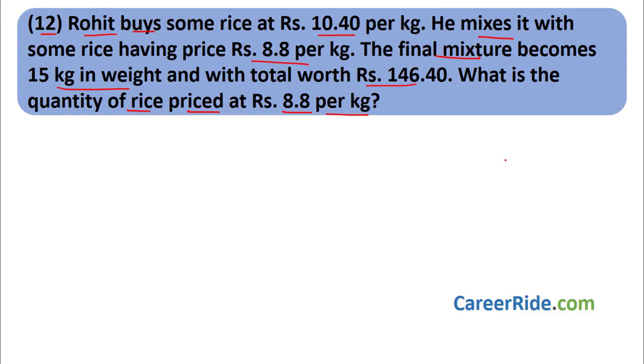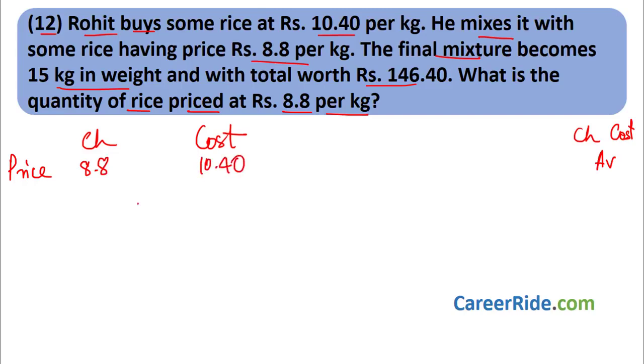Again, now we have to find the quantity of rice priced at the lower, that is the cheaper price. So what do we use? The formula. Very easily, we have two quantities, cheap rice and the costlier rice. We have the average price. What do we do over here? Let us start with cheap rice and costly rice. Price of the cheap rice is what? 8.8 per kg. Costly is 10.40 per kg.